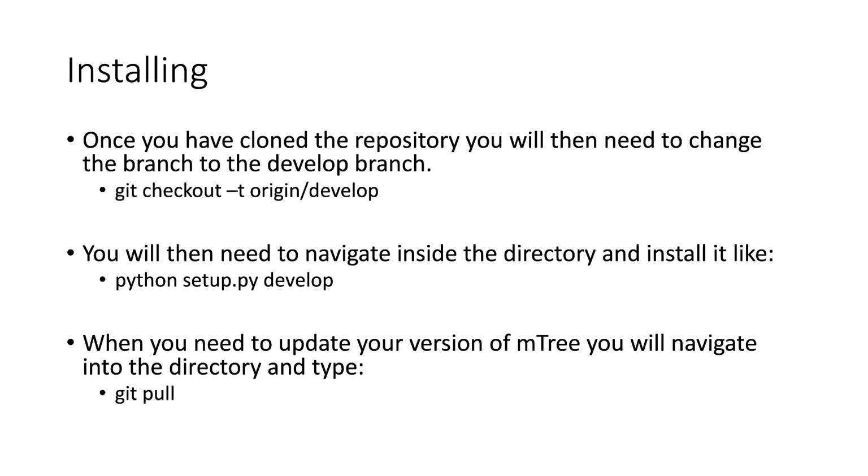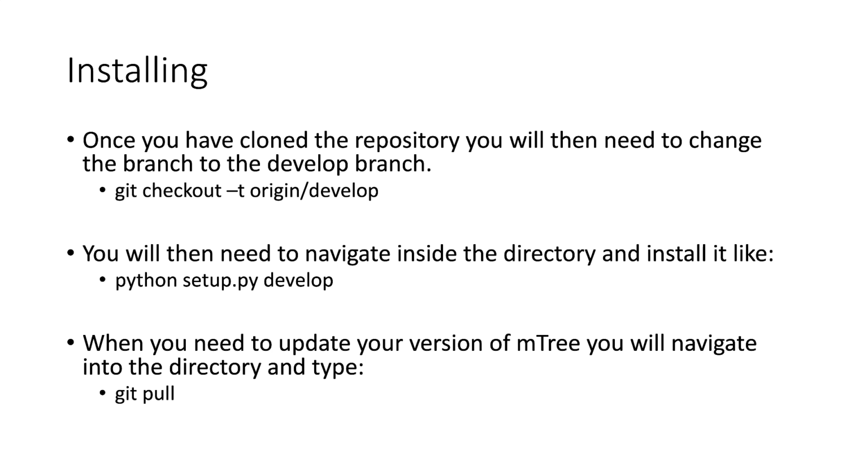Once you've switched branches and checked out the develop branch off of the origin, you will then navigate inside the basic mTree directory, and run python setup.py develop. It's very important to put the develop there. What this will do is attempt to install the mTree package, but put it in develop mode. So if we have to change any files on the file system, you won't have to do a normal build and reinstall. It should save you a good bit of time.